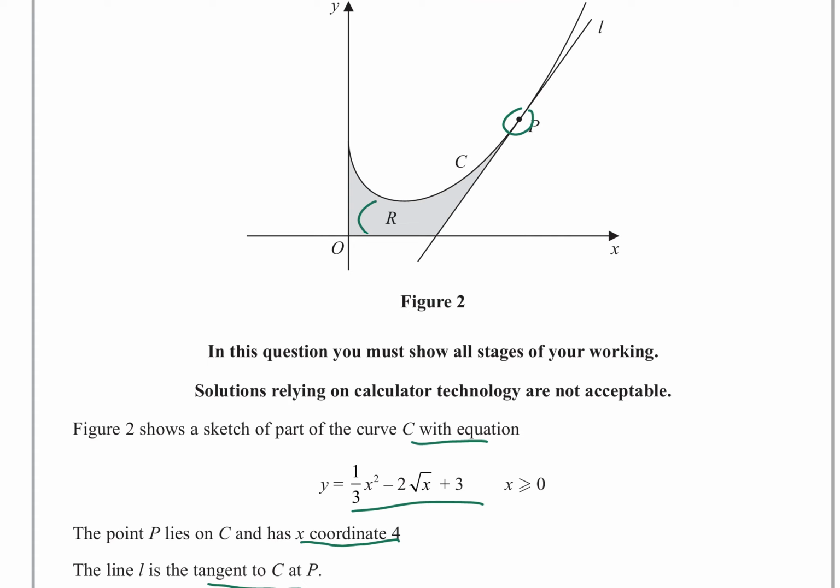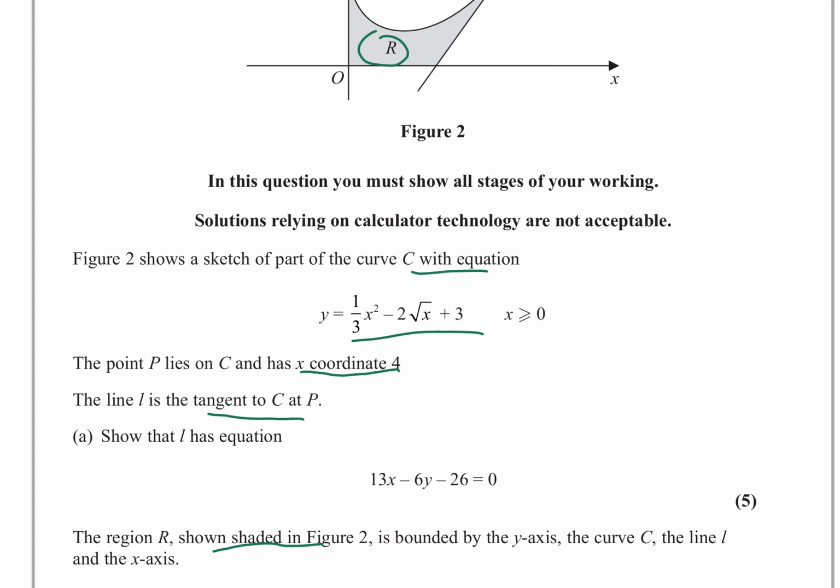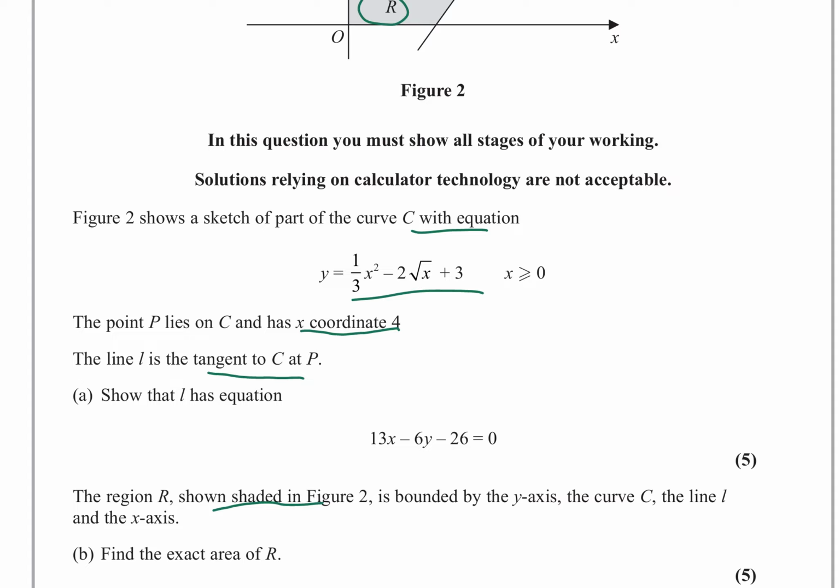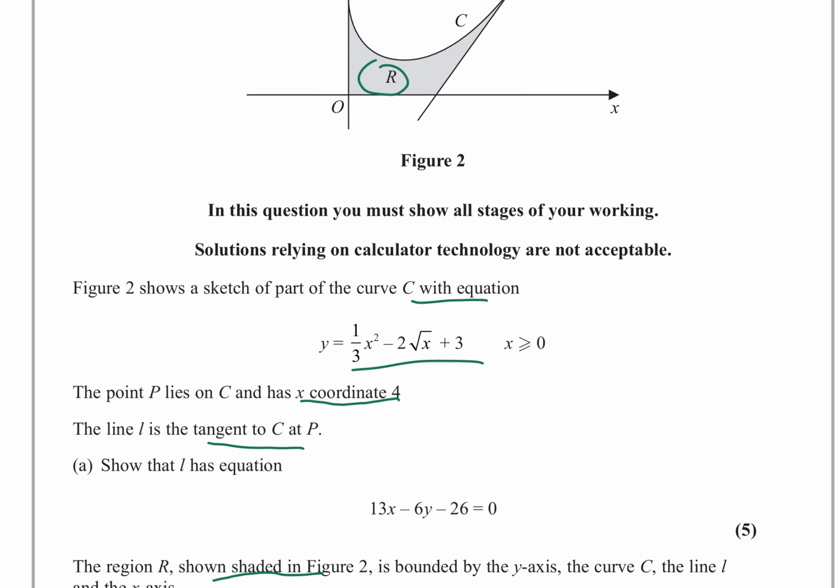So this is the region. So we need to find the area of this region, which is bounded by the y-axis, the curve, the line L and the x-axis. Find the exact area of R.